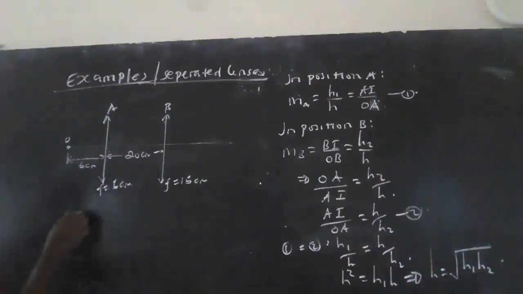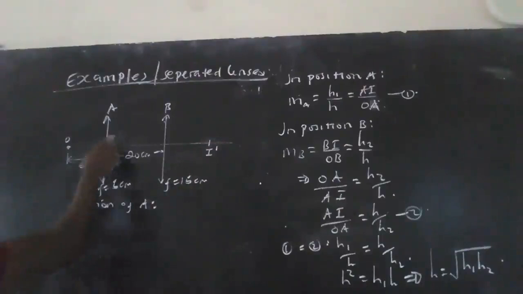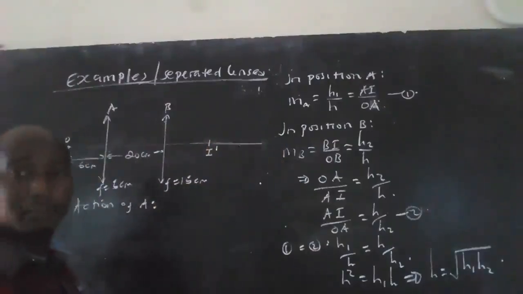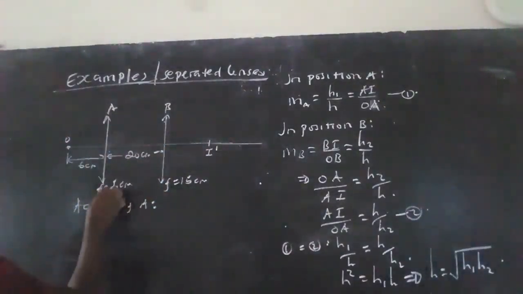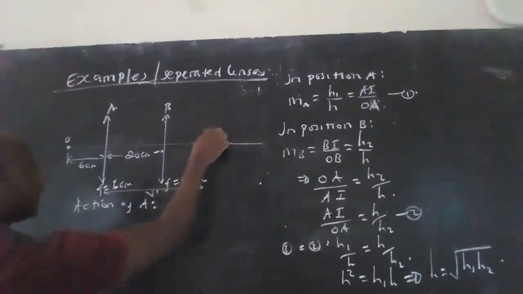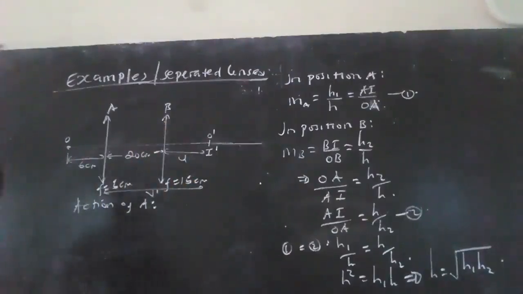So we shall say action of A. This A forms an image, let us say the image is here, I prime. The image formed by A will act as object for B, and then B forms the final image. But as for now, we don't know where the final image will be formed, or whether it is virtual or real. So let us first check the distance here. Let us call this one V prime. Then to act as object for B, this will become our U now. So we shall now see action of A.